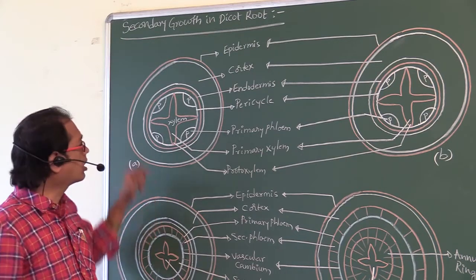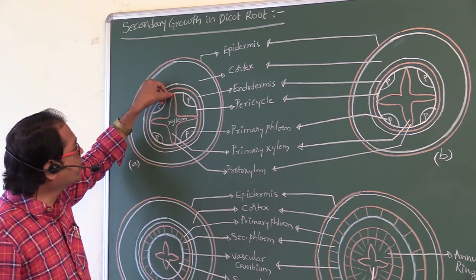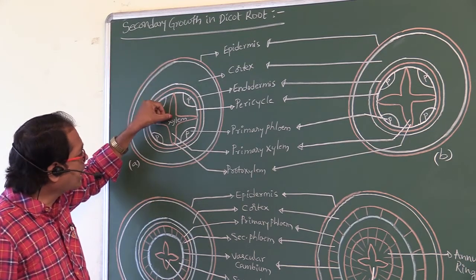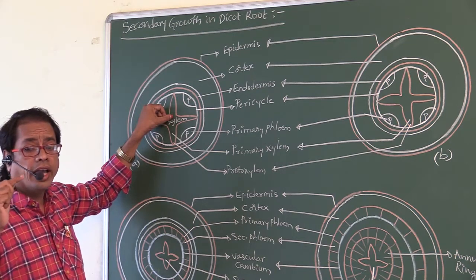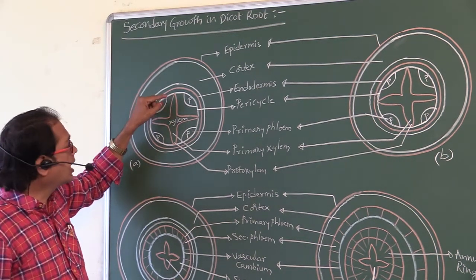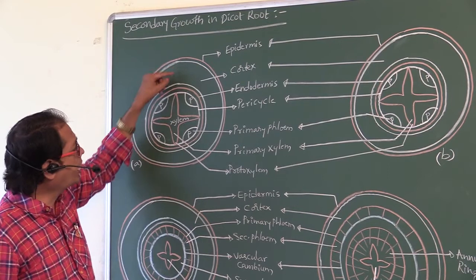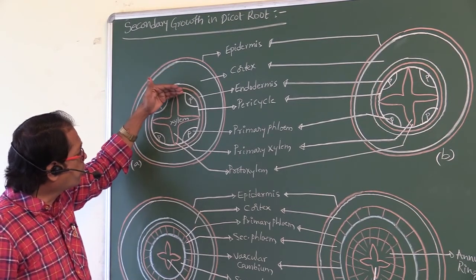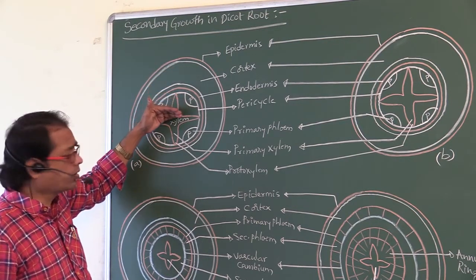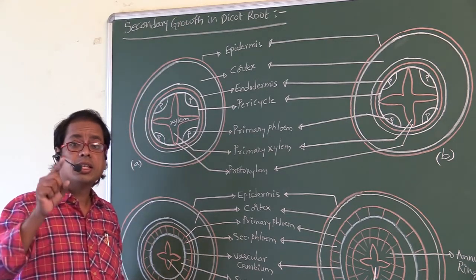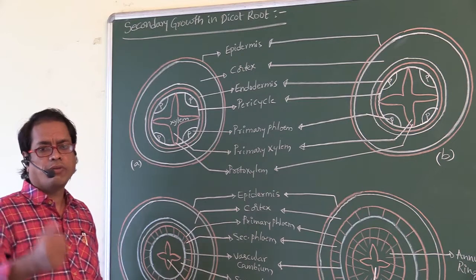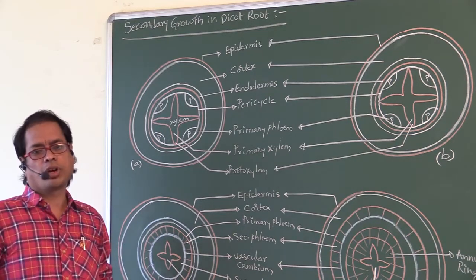What does exarch mean? Protoxylem is present towards the periphery, and metaxylem is present towards the inner side. That is called exarch xylem. As protoxylem is present towards the outer side and metaxylem towards the center, growth of xylem is centripetal in roots, whereas in stem it is centrifugal.